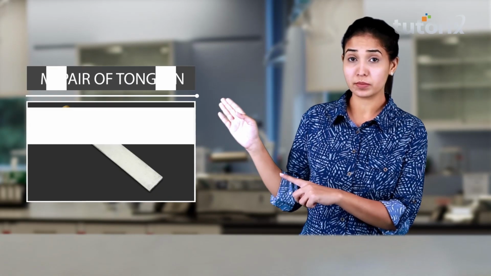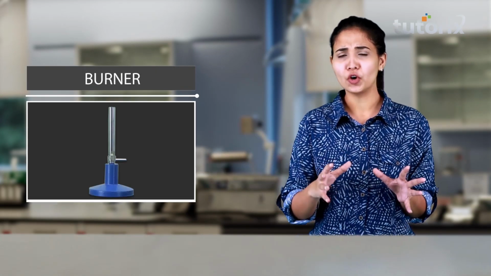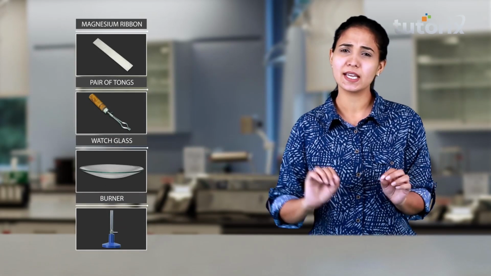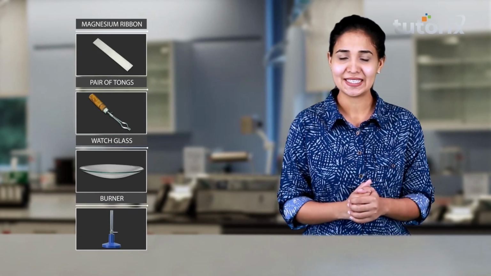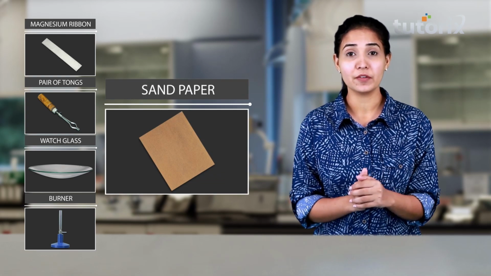Well, the first thing that comes to mind is: what all do we need for the activity? For that, we will be needing the magnesium ribbon, a pair of tongs, a watch glass, and a burner. So when you have collected all these things, there is one additional thing that you would be needing, that is a sandpaper. So when you have collected all of this stuff, now let's begin the activity and see what happens on burning of magnesium ribbon.